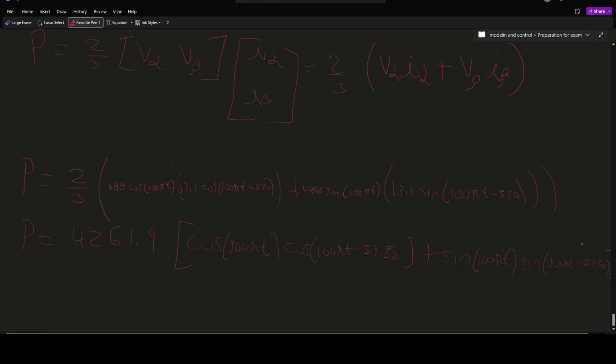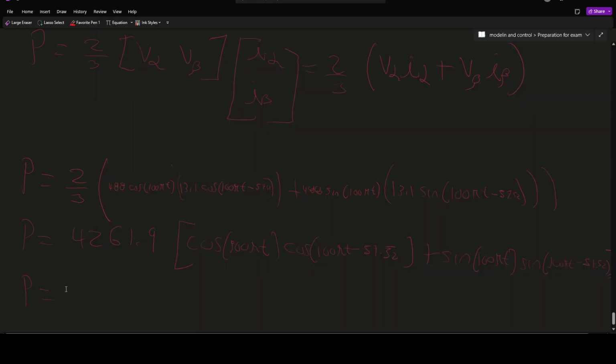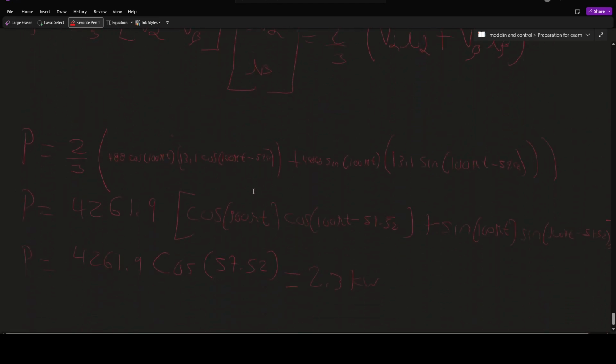Okay. Now I just used MATLAB to simplify this. We got just the magnitude here times cosine of the angle. Now we can actually calculate this, and this is going to give us 2.3 kilowatts. So this is how we calculate power using the alpha beta components.